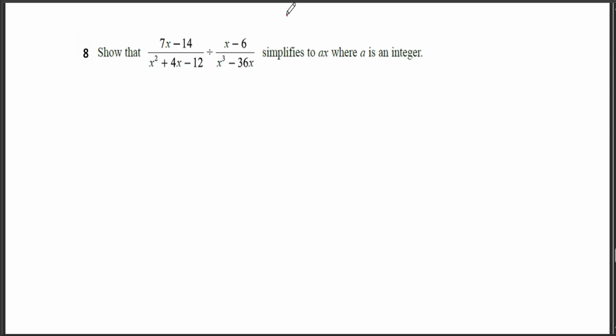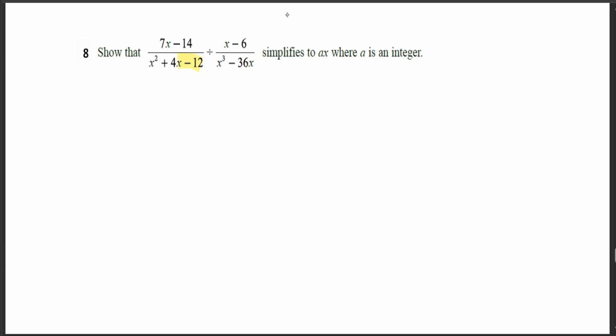Now question 8. Okay, we have question 8. I don't know which yet, but I think you'll see the year and the question itself somewhere below. So if you get a question like this where you've been told to show that 7x minus 14 over x squared plus 4x minus 12 divided by x minus 6 over x cubed minus 36x simplifies to ax, where a is an integer. Okay, so now let's find this.